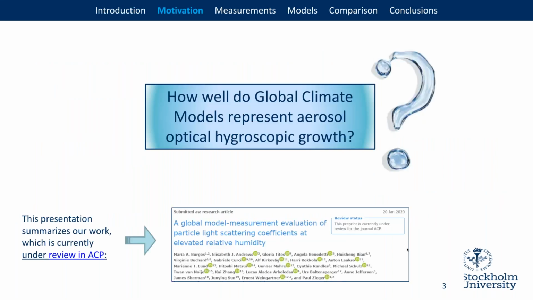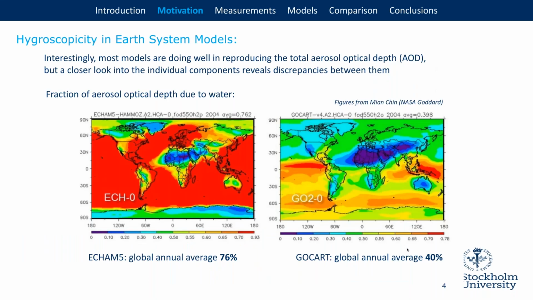The motivation for our work was to answer the question: how well are global climate models currently representing aerosol optical hygroscopic growth? The results I will show here are a summary of our work, which is now under review in ACP, but we have the discussion there, so you can go there and check if you are interested in some parts.